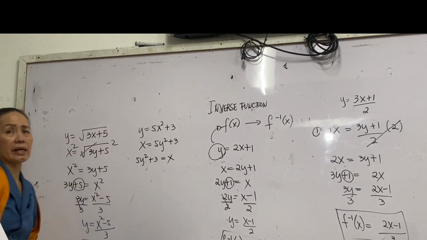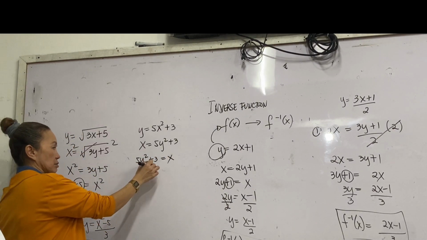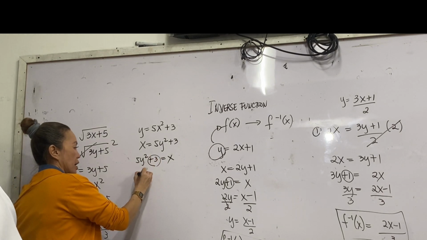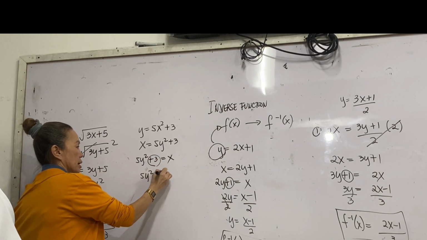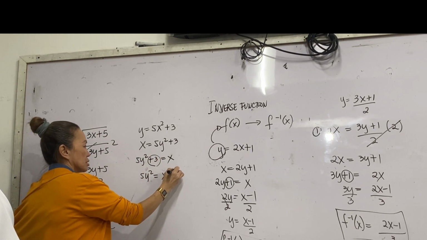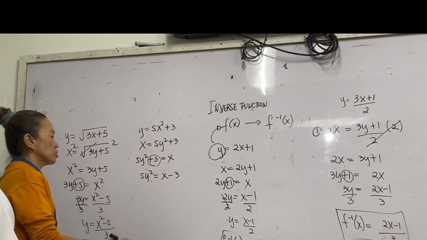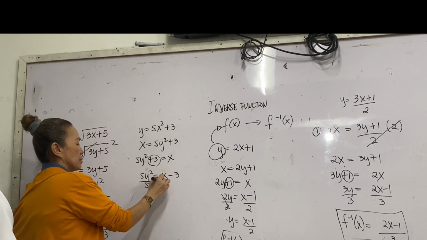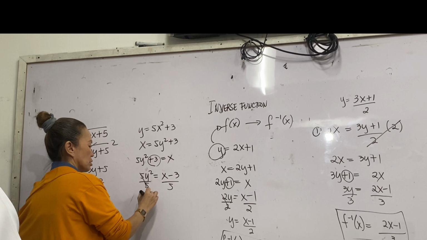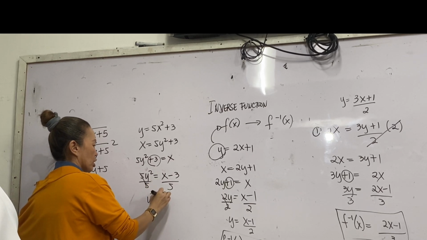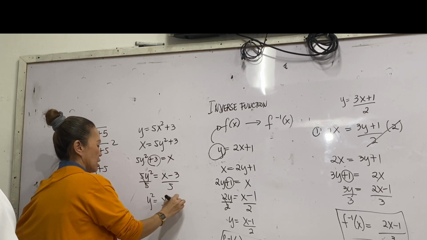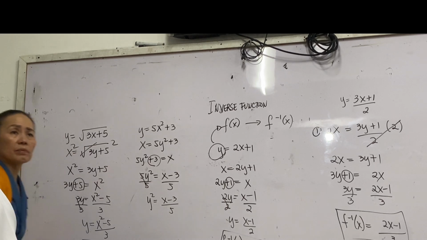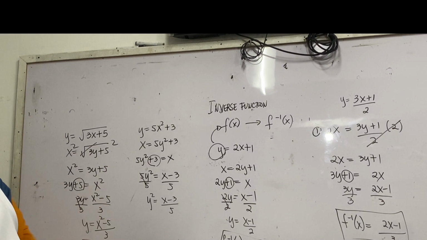Walang papalit ng sign na. Tapos lilipat to sa kabila. So 5y squared is x minus 3. Pagkatapos both sides, divide by 5. So y squared is equal to (x minus 3) over 5. Sumunod, pwede na po ba to? Hindi pa, kasi may square pa yung ating y.